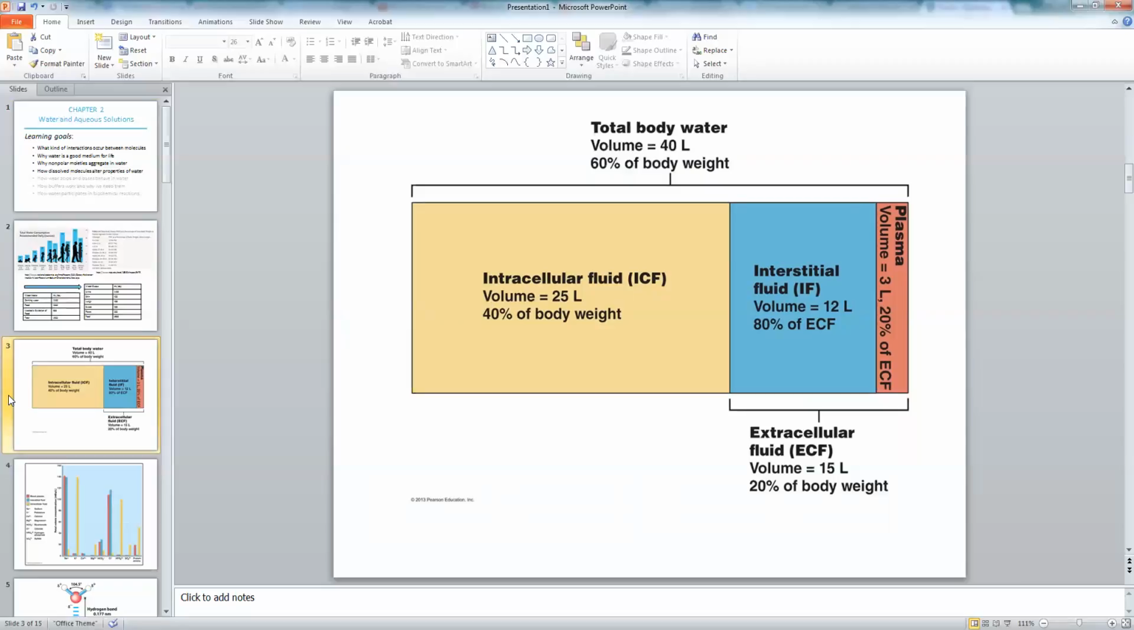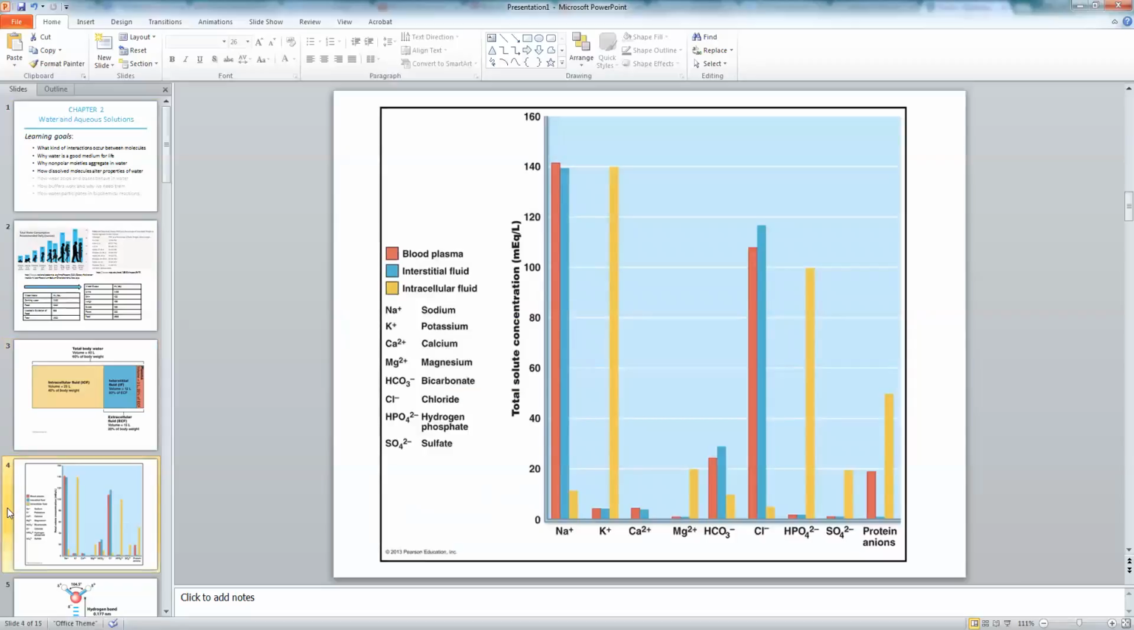But you might be wondering, okay, well, it makes sense that you would have water in both of those places, but what does that water actually do? And so let's take a moment and look at the different ions that are found and their relative total solute concentrations.